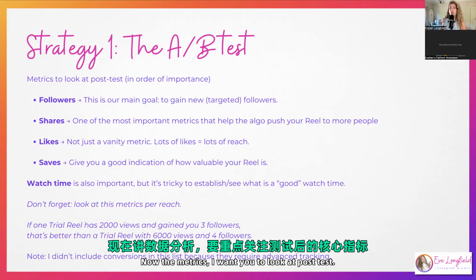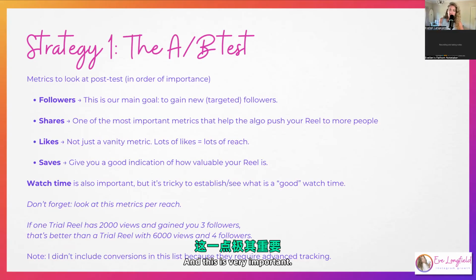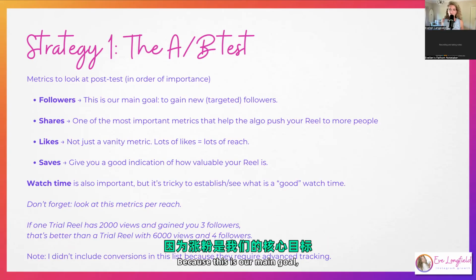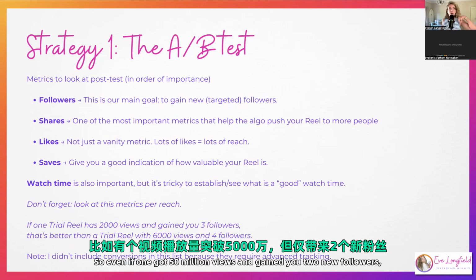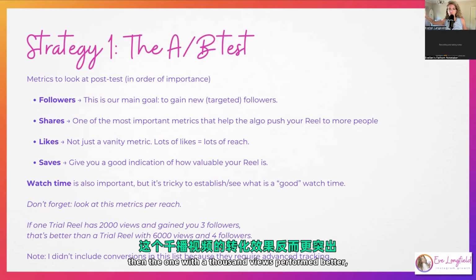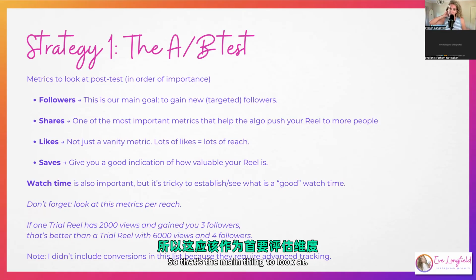Now, the metrics I want you to look at post-test, and this is very important. If you have run your test, you let your reel run for like 48 hours, preferably even a little bit longer, and then you go look at the insights. The first thing, the most important thing, is followers, because this is our main goal, right? We want to gain new targeted followers. So even if one reel got 50 million views and gained you 2 new followers, and another one gave you 1,000 views but gained you 10 new followers, then the one with 1,000 views performed better, because we want new followers. So that's the main thing to look at.